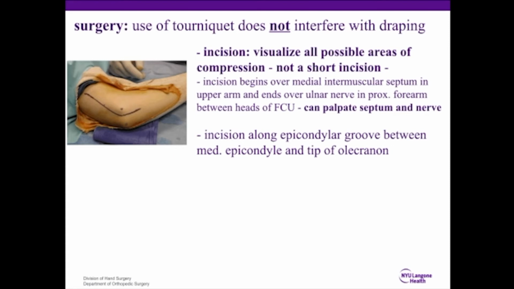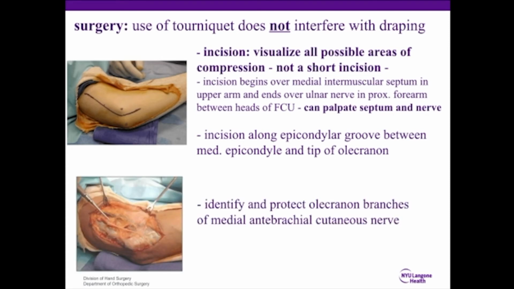And the other objective is at the end of the operation, you want the ulnar nerve to run in a straight line from as far proximal in the operative area as possible to the most distal part. And the incision begins over the medial intermuscular septum, which is very easy to palpate in the upper arm. And it continues along the epicondylar groove midway between the olecranon and the medial epicondyle. And it continues into the forearm over the ulnar nerve, which is also easy to palpate.